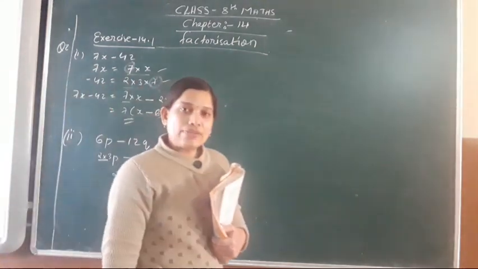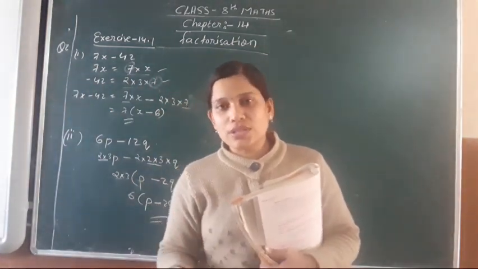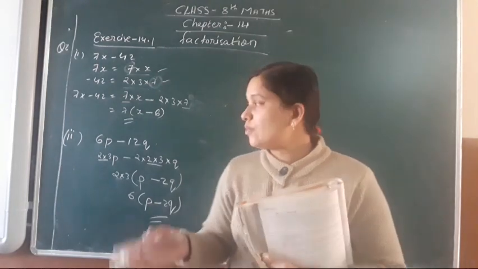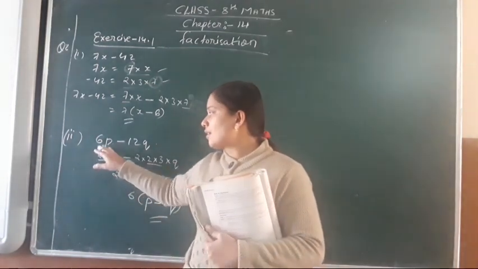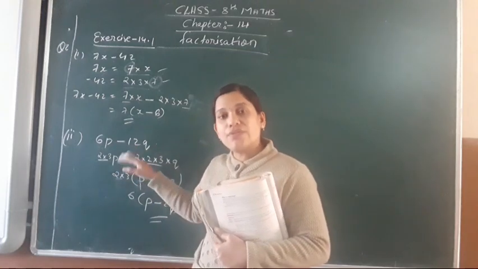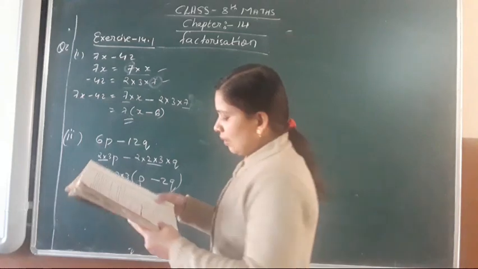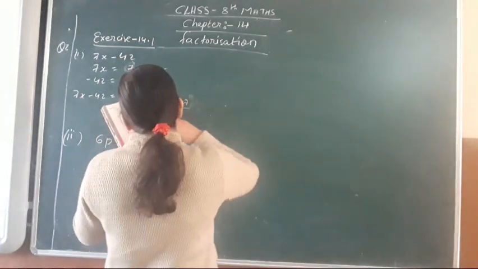Means after finding the factors of those terms, what you have to do, you have to put it in the place of the individual term whose factor you have taken out, put its factors in its place, then take the common. Okay, so this is only it. So fourth part you can do on your own.